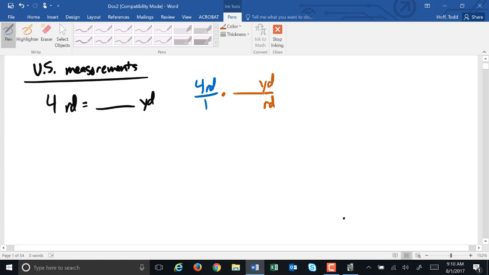Our relationship between yards and rods is that 1 rod is 5.5 yards. So the rods cancel out. 4 times 5.5 yards is 22 yards. On bottom, we have 1 times 1 is 1. So it's just the 22 yards.